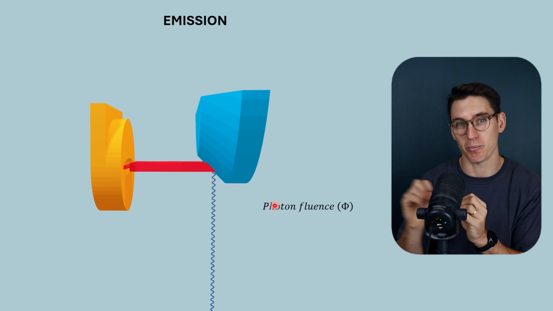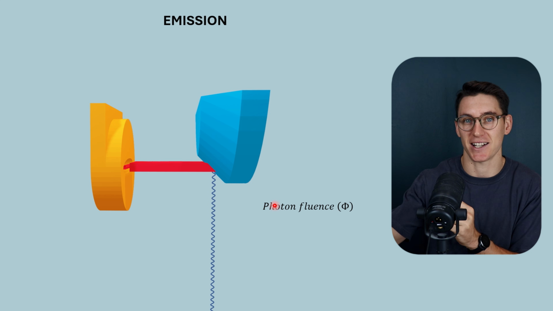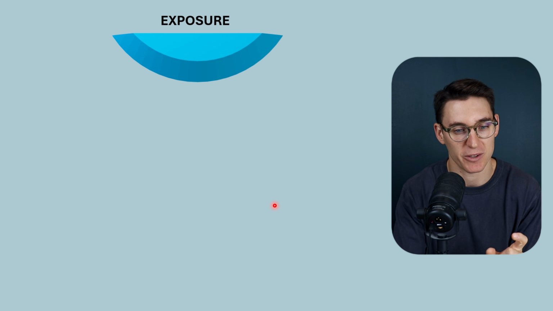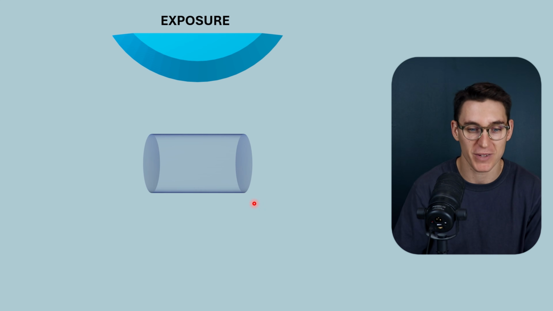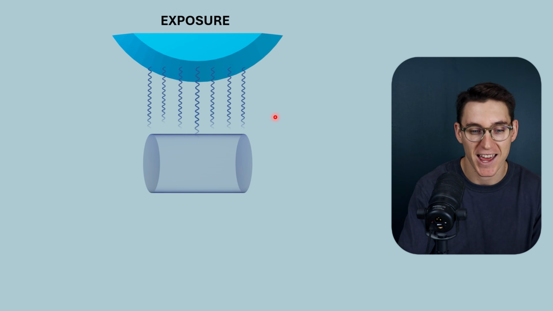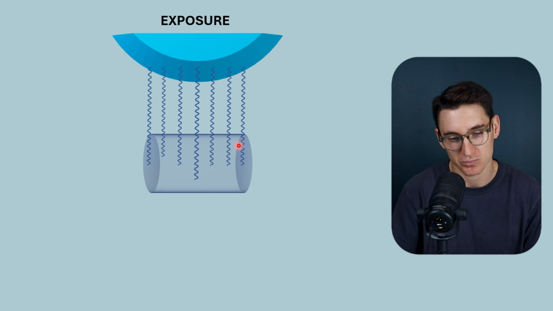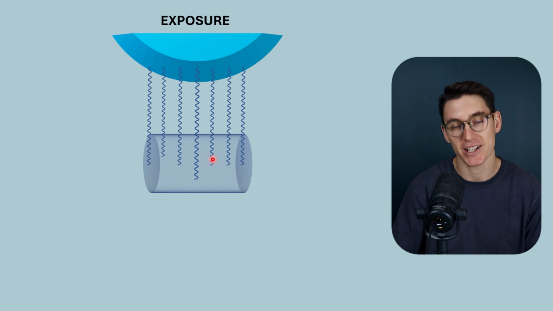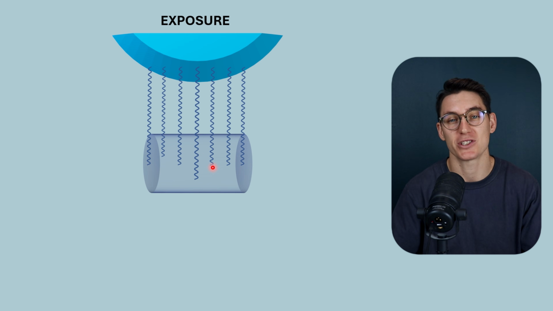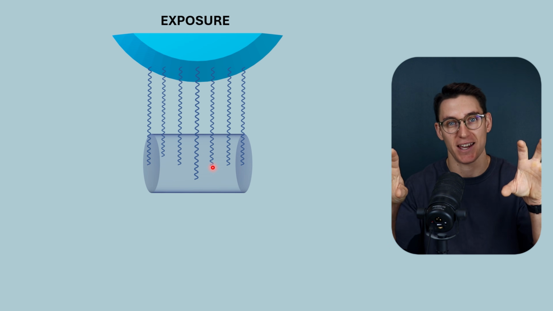There's a difference between emission, actually releasing ionizing radiation, and exposure. When we talk about exposure, we talk about the interaction between emitted ionizing radiation and some form of tissue. Here we've got a tube that's filled with air. X-rays are heading towards that tube, going to interact with atoms within the air there.